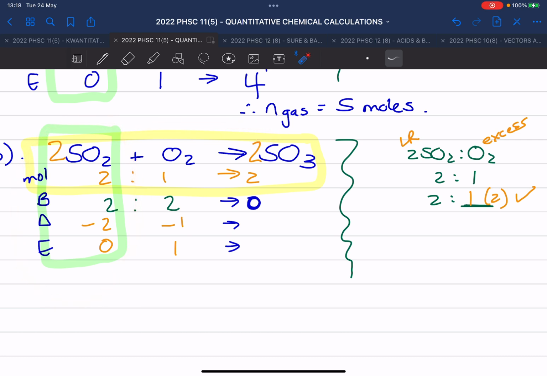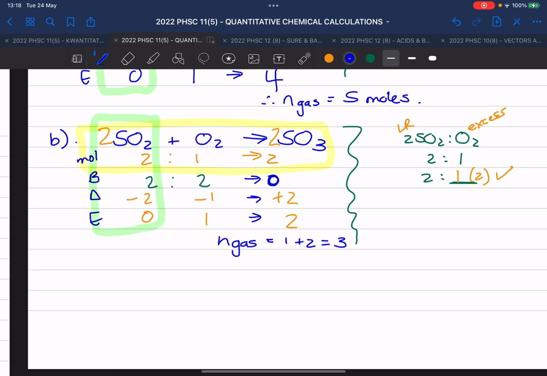The mole ratio is 2 to 2. So if I use 2, how much will I gain? 2. So 0 plus 2 gives you 2. So your mole of gas at the end is 1 plus 2 gives you 3. Okay, any questions?